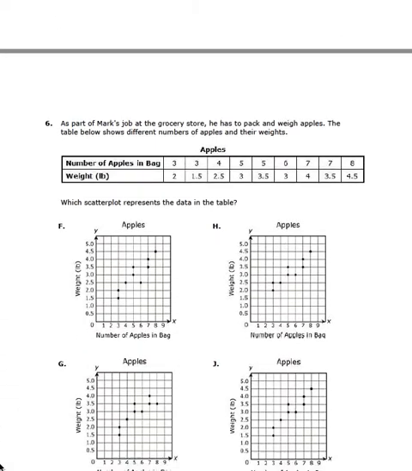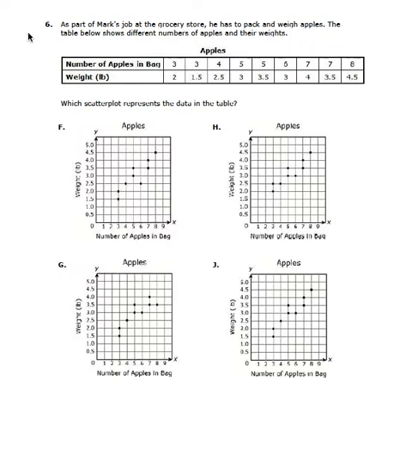Question 6. As part of Mark's job at the grocery store, he has to pack and weigh apples. The table below shows different numbers of apples and their weights. Apples. Number of apples in bag. Weight. Which scatter plot represents the data in the table? Scatter plot F, scatter plot G, scatter plot H, scatter plot J.